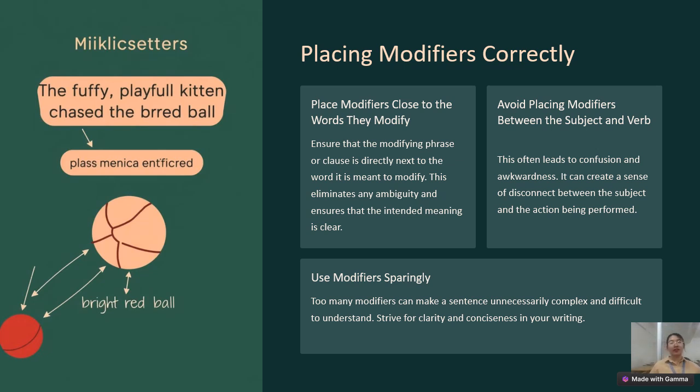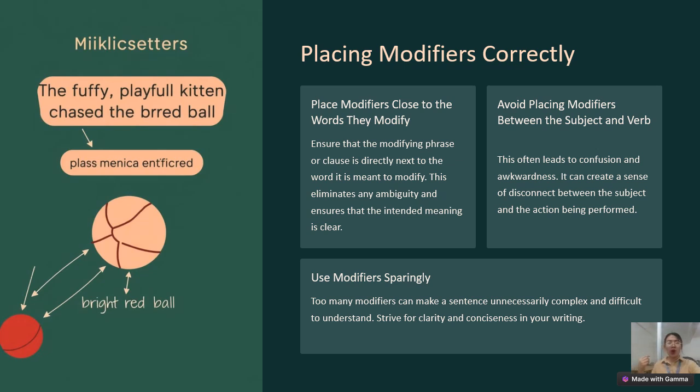Use modifiers sparingly. Modifiers, words or phrases that add detail to a sentence, are very powerful tools. But if you overuse them, they can clutter the writing. Using modifiers sparingly helps us maintain clarity, conciseness, and precision.